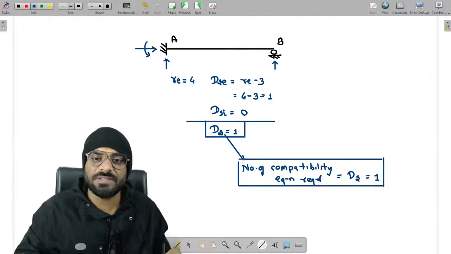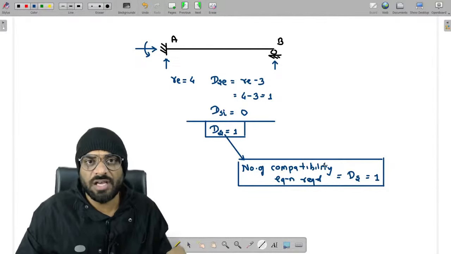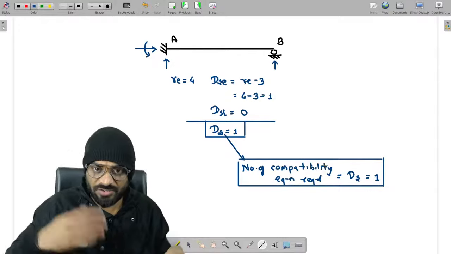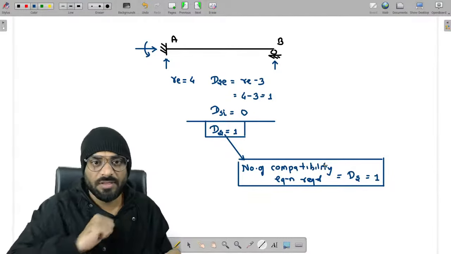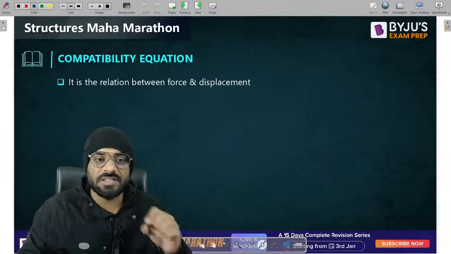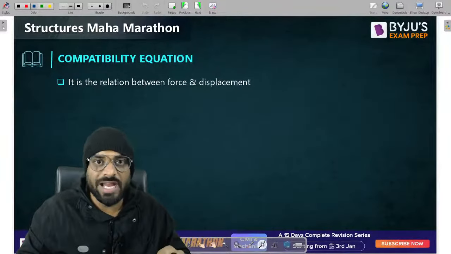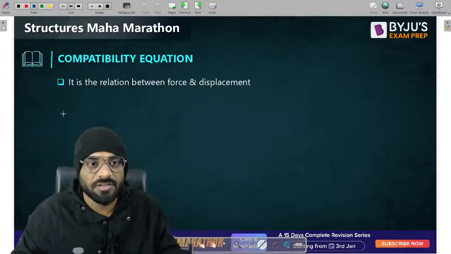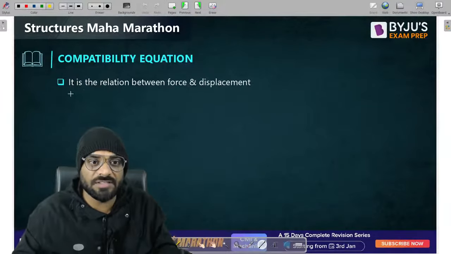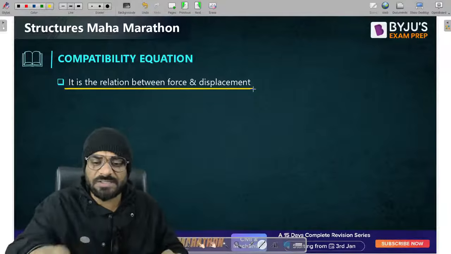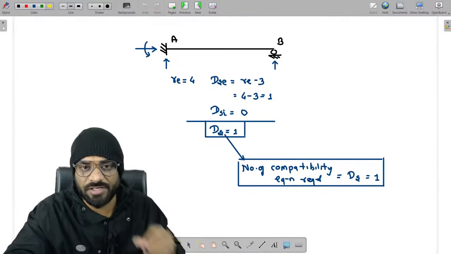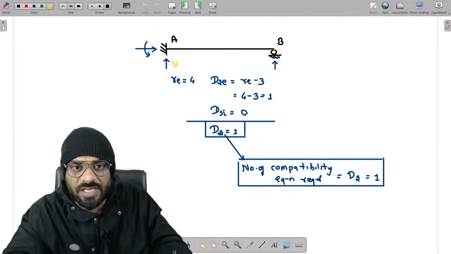Now the question is, sir, what is the compatibility equation and how can we write it down? That is another question. So let's understand how we can write it. The compatibility equation is nothing but the relation between force and displacement. Simple. What is compatibility? Compatibility is the relation between force and displacement. So let's understand in this particular case how we can write it down. Let us suppose this reaction is VA.